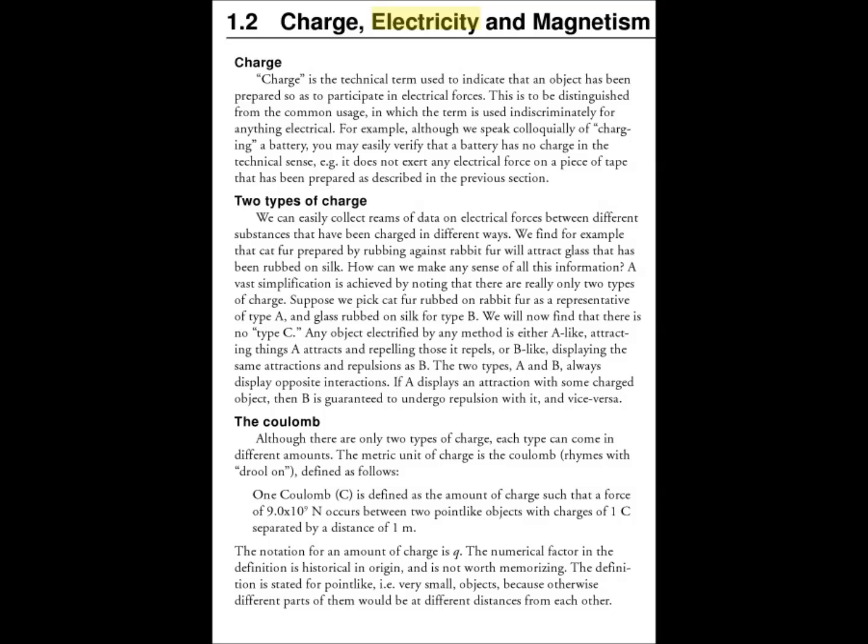The two types A and B always display opposite interactions. If A displays an attraction with some charged object, then B is guaranteed to undergo repulsion with it, and vice versa.